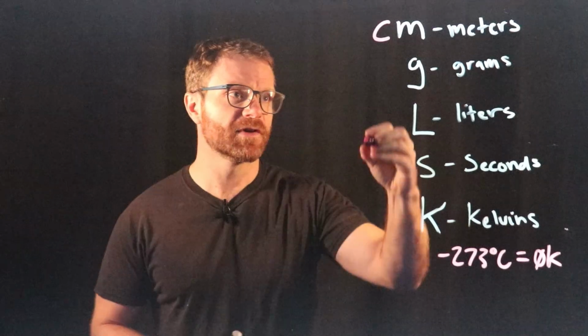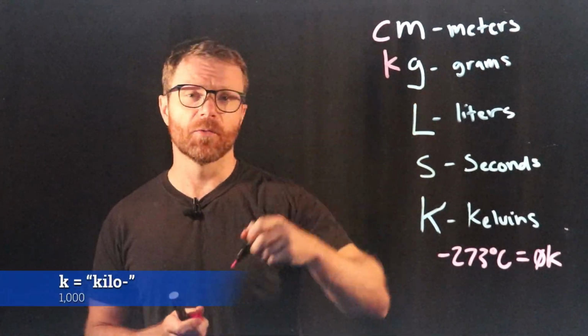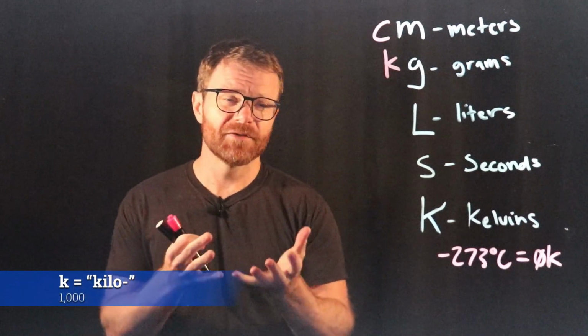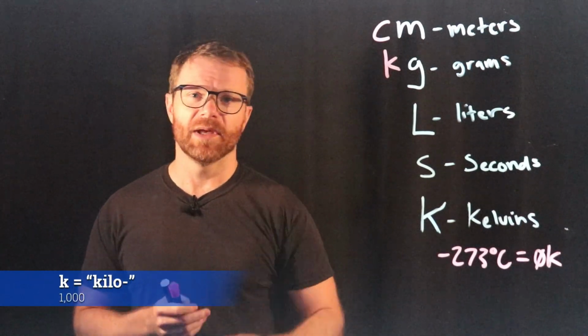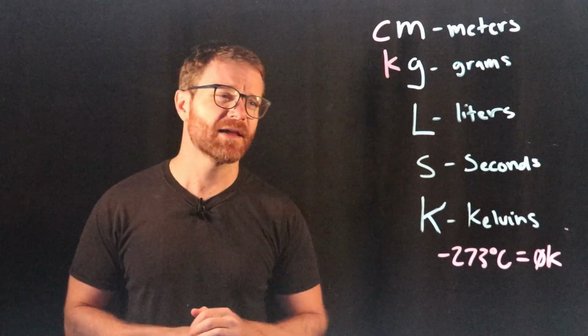You might see, for instance, a k in front of grams. That's kilo. That means 1,000. So 1 gram is roughly the mass of a paper clip. A kilogram is much heavier. That's the mass of 1,000 paper clips. Or, I don't know, like a nice heavy loaf of bread or something like that.